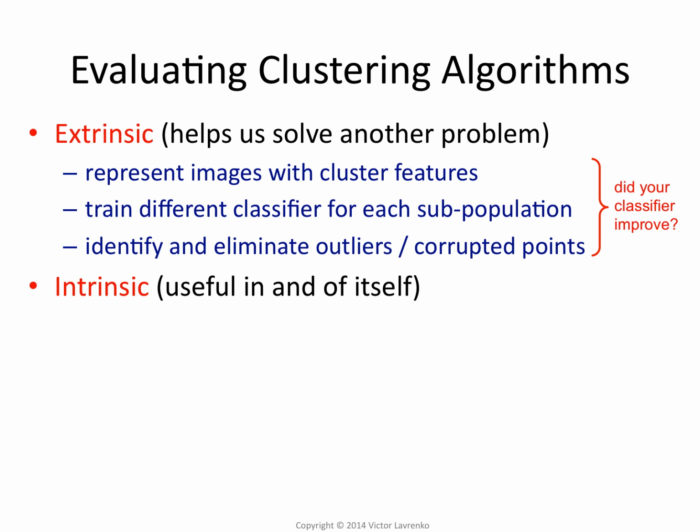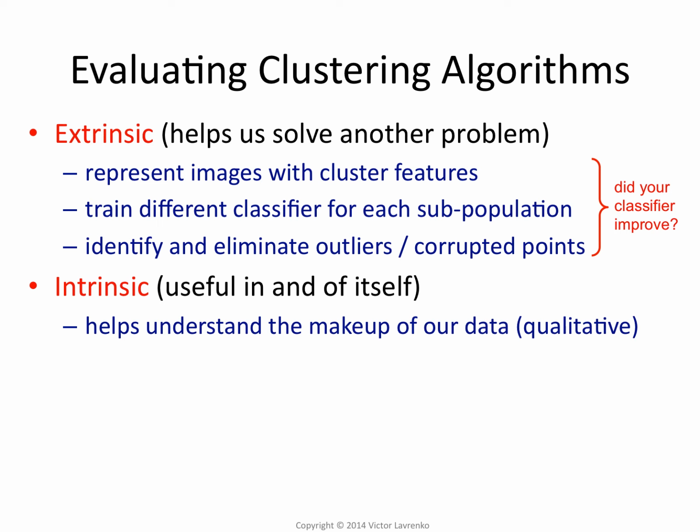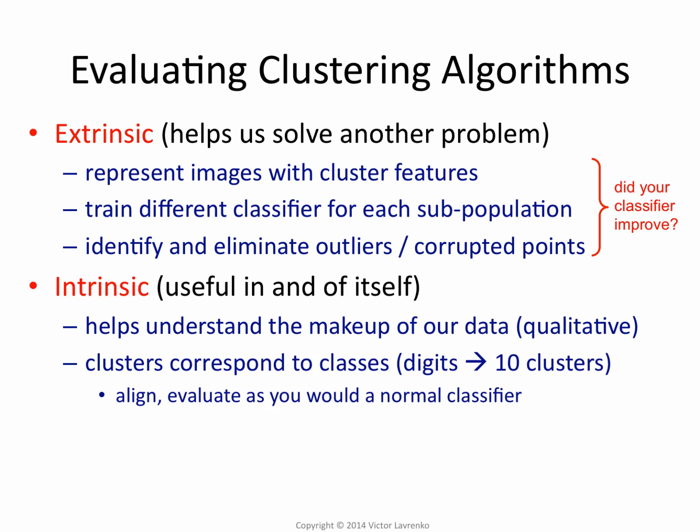Intrinsic is where you're trying to see if the clustering is useful in and of itself. So the clusters, are they good by themselves? Not in terms of using them for some other task, but are they good by themselves? And there you can have either qualitative or quantitative methods. Remember, you're doing the clustering, you're not predicting anything specific. You're maybe trying to understand the makeup or the structure of the data. So if clustering helps you understand something about your data, that would be a qualitative type of evaluation. You can't put a number on that. It either helps you uncover some patterns or not.